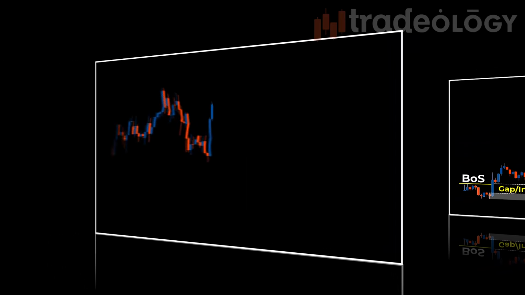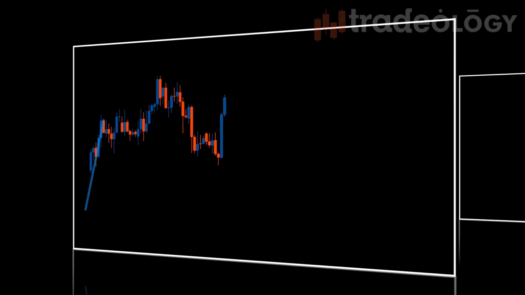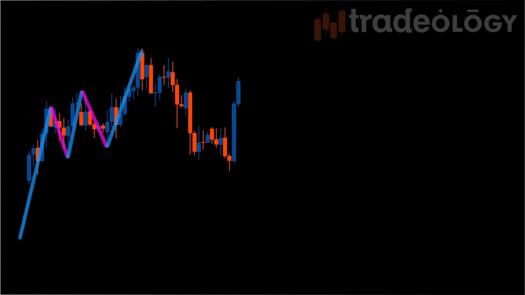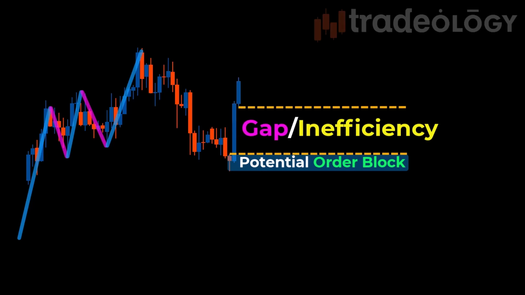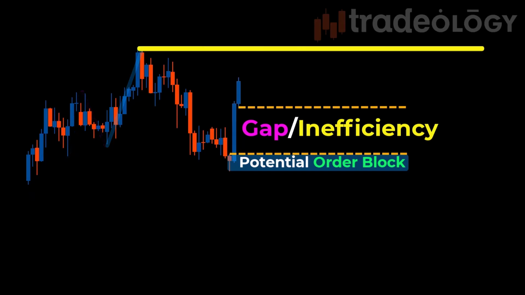Let's go over another example. On this chart, the price is climbing with higher highs and higher lows, and right here we spot a potential order block because of inefficiency. But hold up, we can't call it valid yet because price hasn't broken to a new higher high.